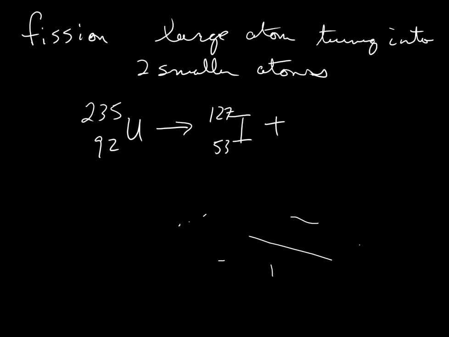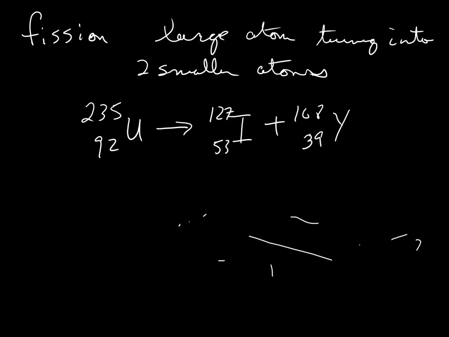108, right? 108 and 127 makes 235. And 53 from 92 would be 39. Because 40 would be 93, so 39. And 39 is yttrium. So the equations work the same no matter what it is.